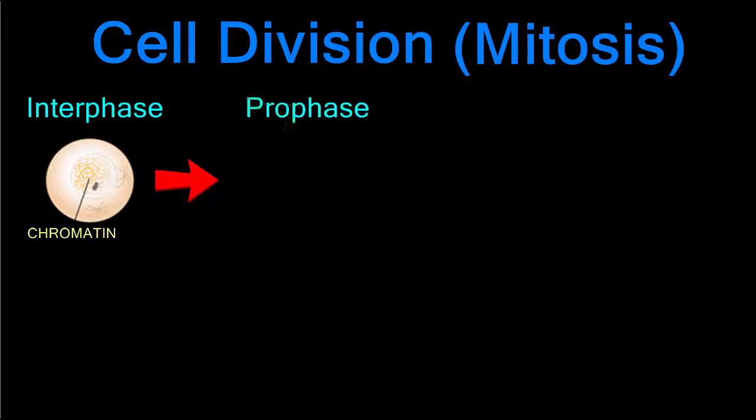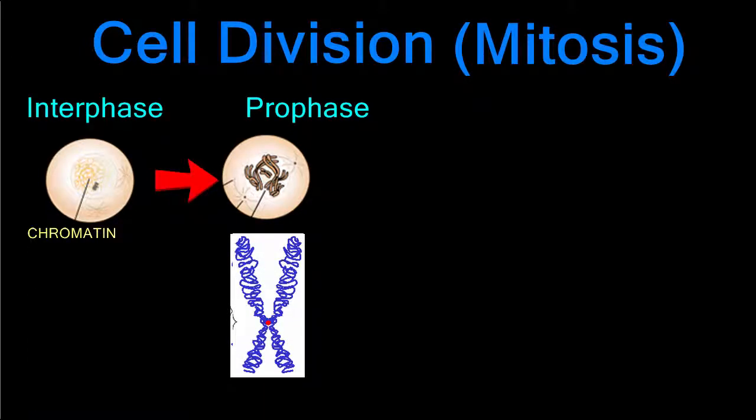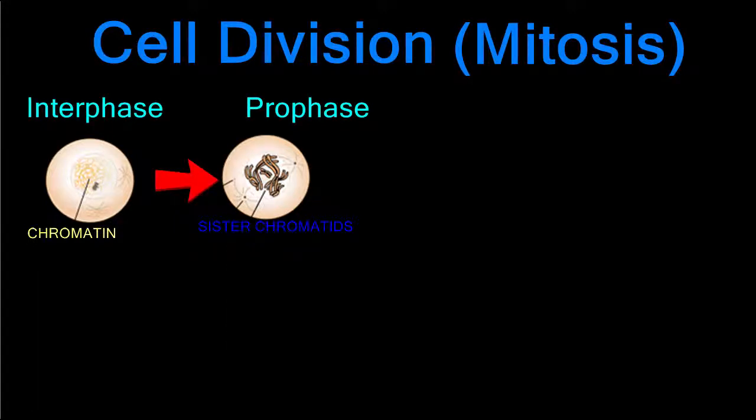Mitosis begins with prophase. During this stage, the loose chromatin condenses to form chromosomes. 2 identical chromosomes are attached by a centromere, and the pair are called sister chromatids. While the DNA condenses, the nuclear membrane starts to break down and disappear.